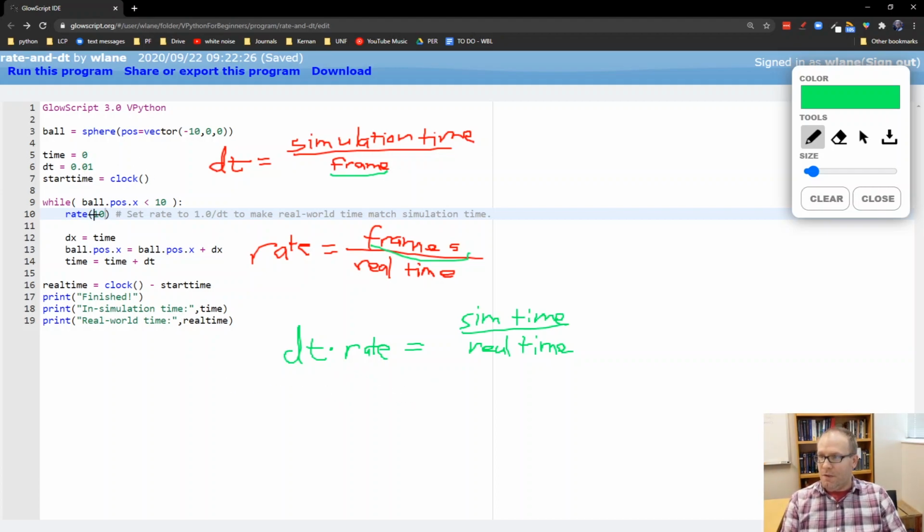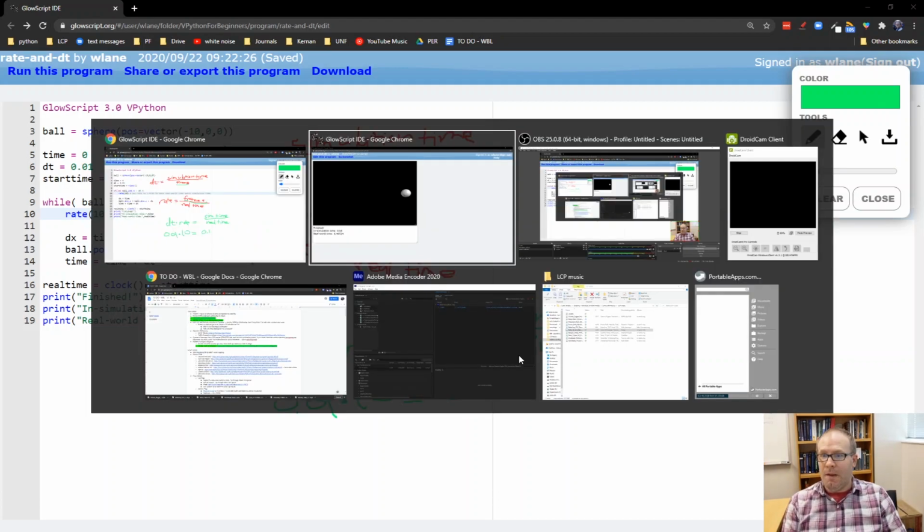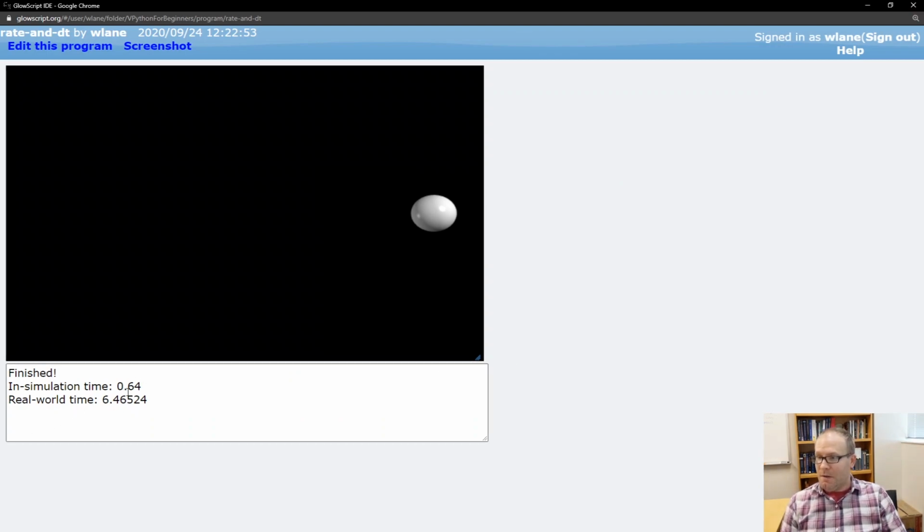For example, in this case, we've got a DT of 0.01 and we've got a rate of 10. You multiply those two together, you get 0.1 as your factor between the simulation time and the real time. In other words, the simulation time should move at 1/10 the speed of real world time. And that's exactly what we got, right? We got a simulation time of 0.64. We got a real world time of 6.4. So apart from a little bit of rounding error, because there's a little bit extra time that it takes to set up the loop and then conclude everything, it basically has that same ratio between them.